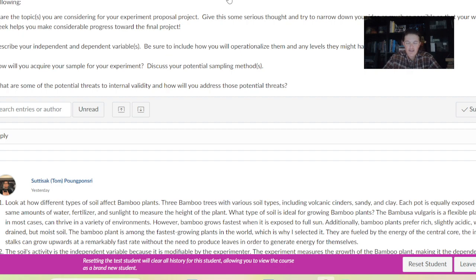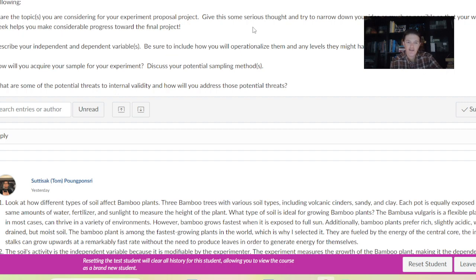So read the instructions that we just looked over quickly. And then 1, you're going to share some topics that you're considering for your project. Give some serious thought to this. Try and narrow it down as much as possible so that your work this week helps you make progress toward that final paper.